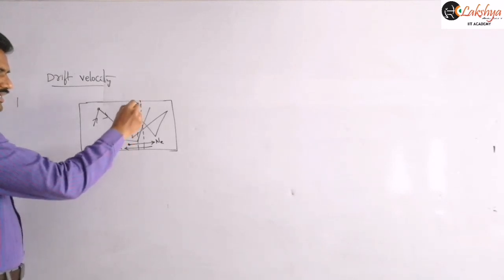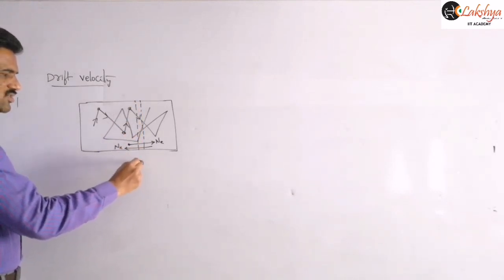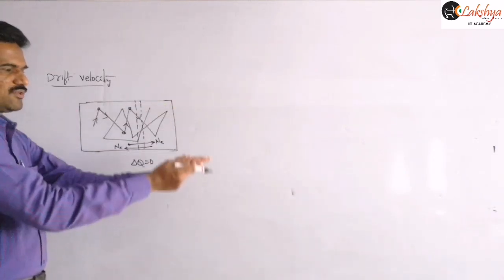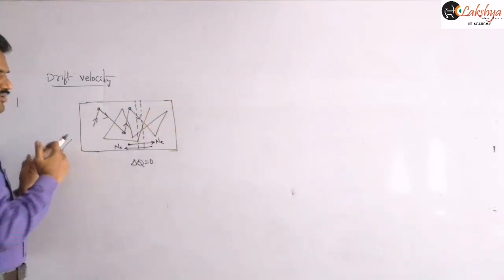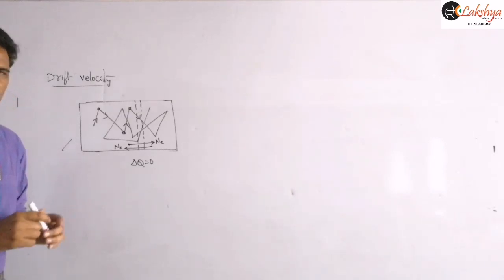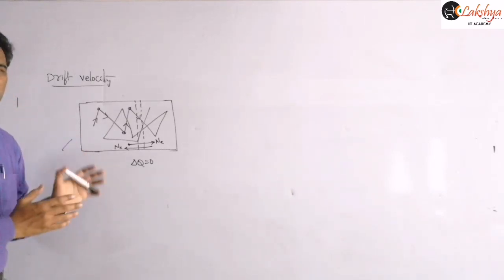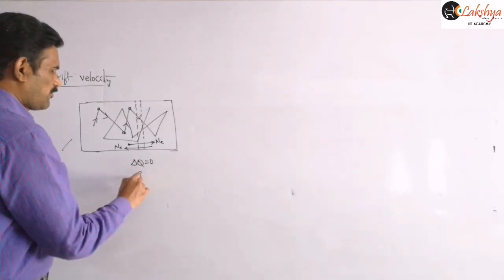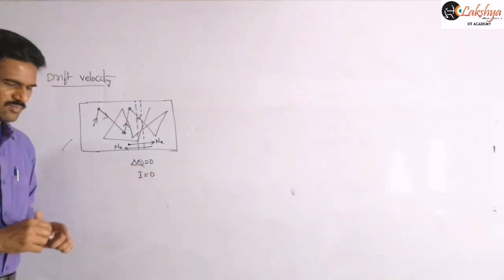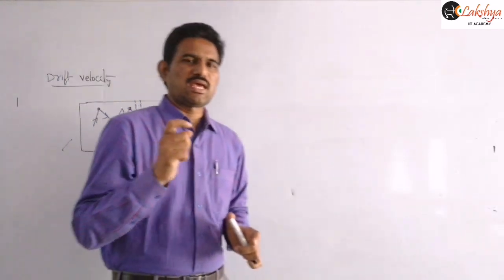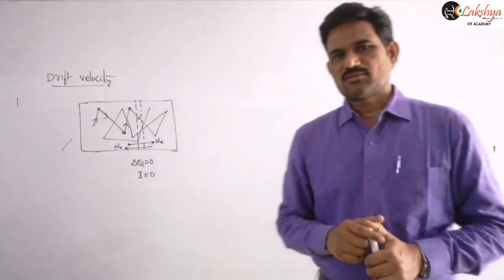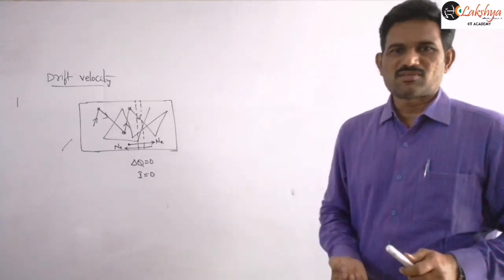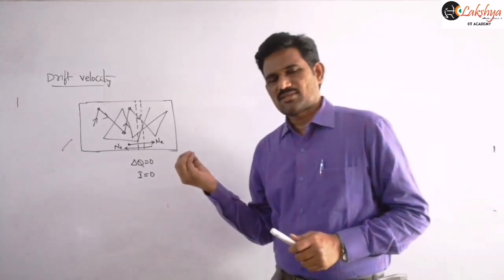And so the net charge crossing this cross section will be equal to 0. Whatever charge is flowing from left to right, the same amount of charge is flowing in the opposite direction. And so the net charge flowing through the cross section will be 0, and so we say that the current passing through that conductor will be 0 in the absence of any external field. Got it?